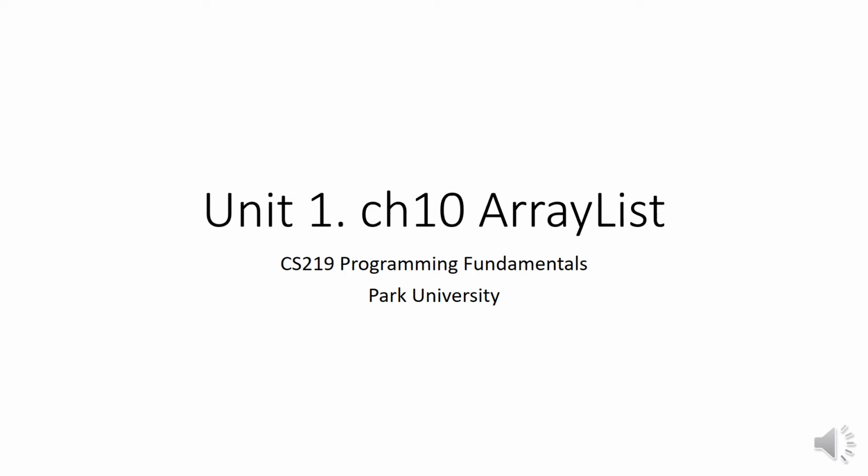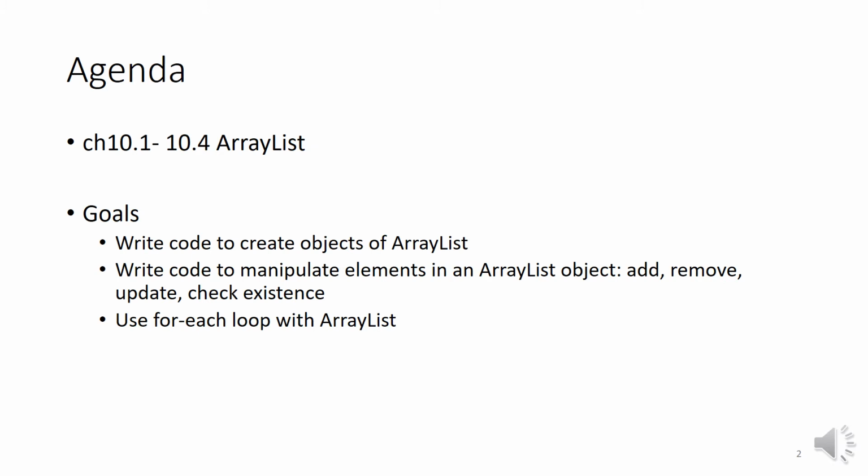This lesson is on Chapter 10 ArrayList, Section 1 to 4 of this chapter. We will talk about how to write code to create ArrayList objects, how to manipulate elements in an ArrayList object, and introduce the for each loop.